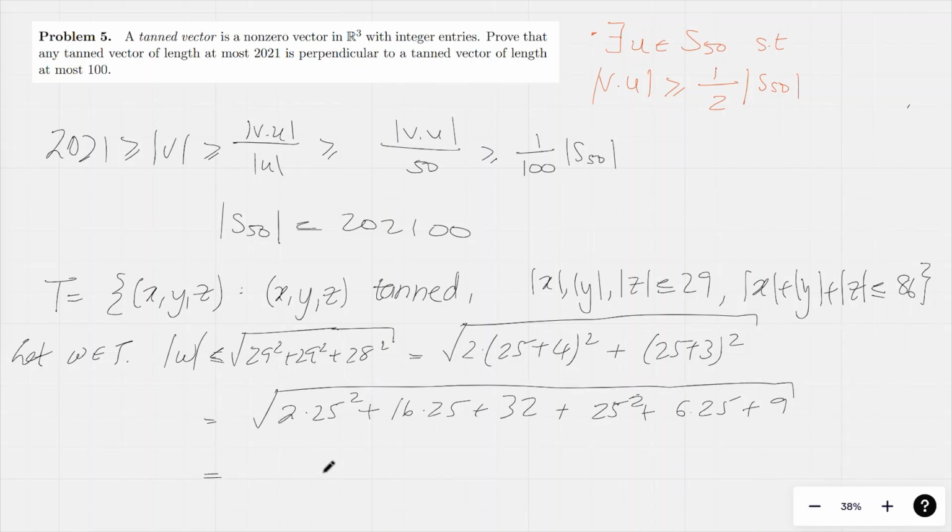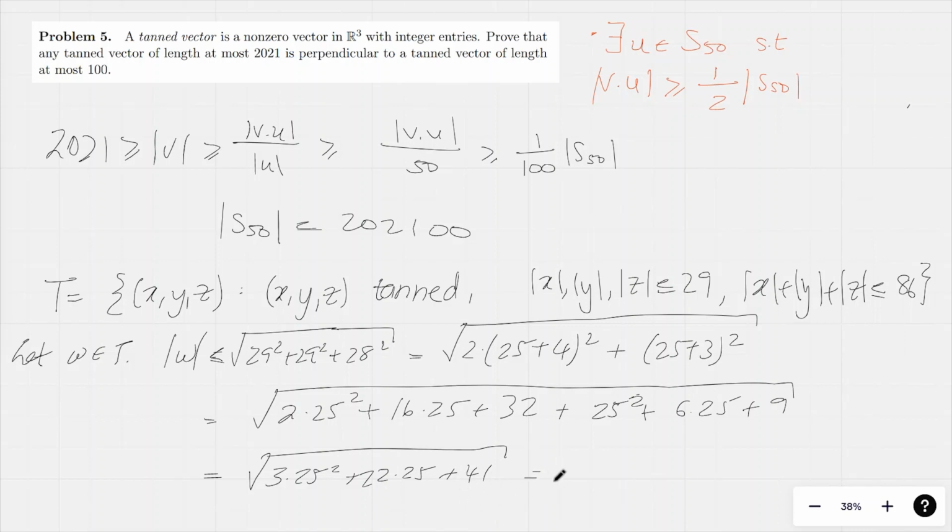And now let's bring everything together. So I've got 2 times 25 squared plus a 25 squared there, that's 3 times 25 squared, plus 16 times 25 plus 6 times 25 is plus 22 times 25, plus 32 plus 9 is plus 41, like so. And now let's group up, let's bring everything in terms of 25.